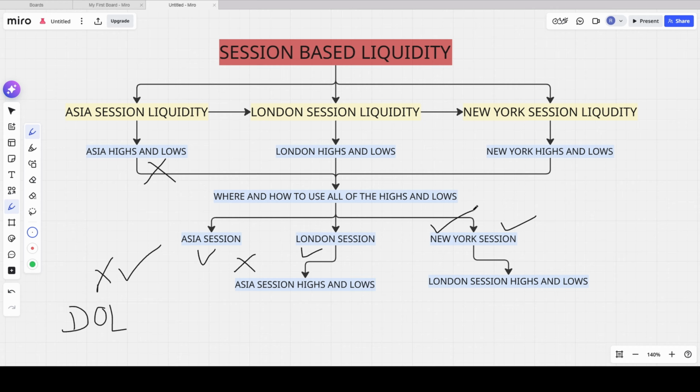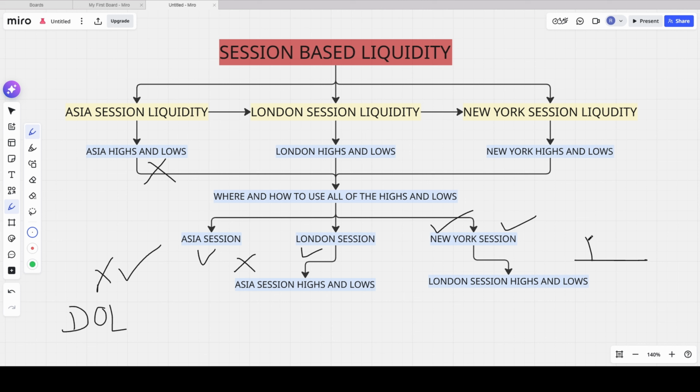These levels should only be used if they align with your higher time frame bias and your expected draw on liquidity. If your bias is bullish, you should be focusing on unswept highs as potential liquidity targets. If your bias is bearish, you should be focusing on unswept lows. Taking trades without this alignment significantly reduces the probability of success.